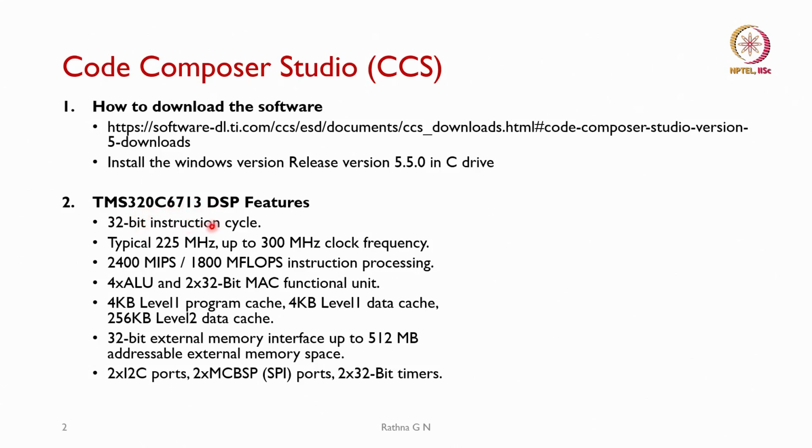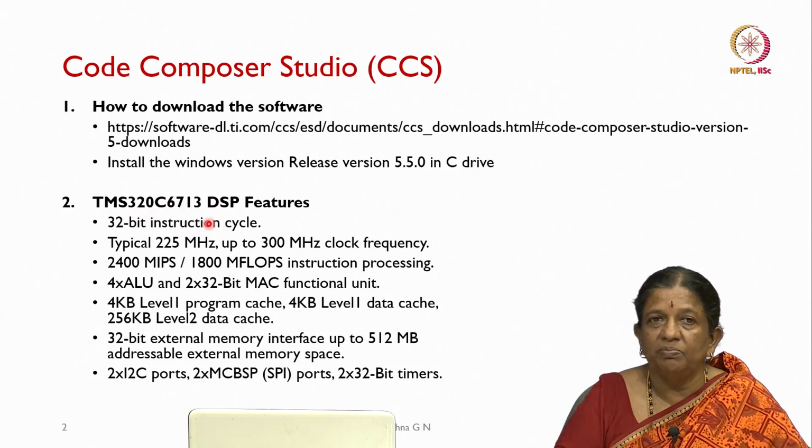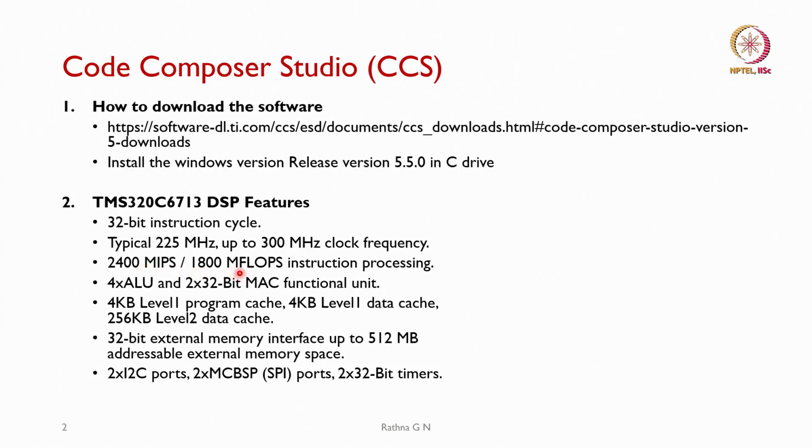We have a 32-bit instruction cycle processor. Typically it runs at 225 megahertz, and it can go up to a 300 megahertz clock frequency. Then what is the MIPS, or million instructions per second, or mega floating point operations, that this board can do is shown here: 2400 MIPS and 1800 megaflops instruction processing capability.